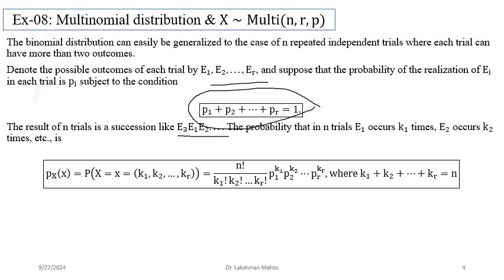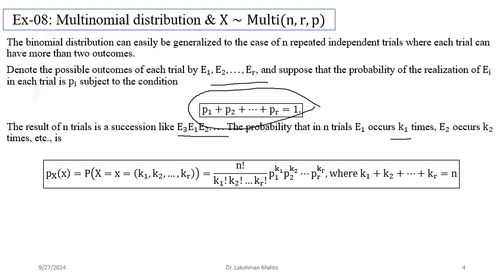So the probability that in n trials E1 occurs k1 times, E2 occurs k2 times, E3 occurs k3 times, Er occurs kr times. Why are we talking about it like that? When you are tossing a coin n times, E1 means success. Success occurs k times. E2 is failure. Failure occurs how many times? n minus k times. But when we have a multinomial trial, there are various outcomes in a single trial.